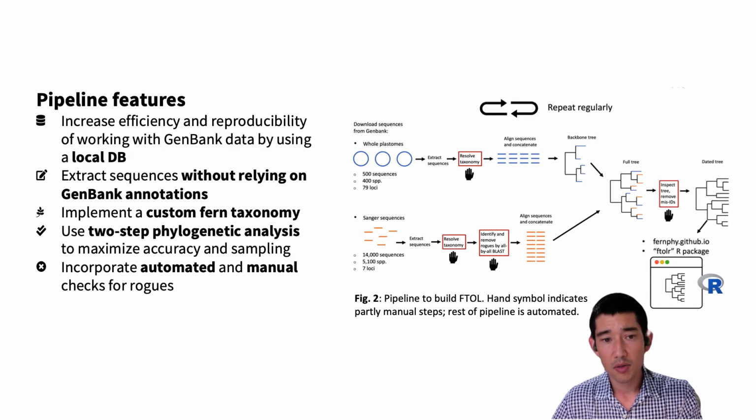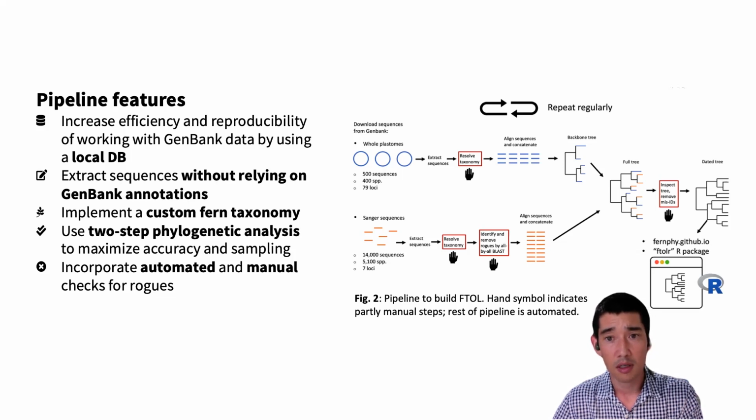Furthermore, we use a two-step phylogenetic analysis to maximize both accuracy and sampling. You can see that in the workflow on the right. The top part of the workflow starts from whole plastomes, these blue circles. And the bottom part of the workflow starts from Sanger sequences, which are shown by these orange lines. Now, in both cases, we extract sequences, resolve taxonomy, and then concatenate these into alignments.